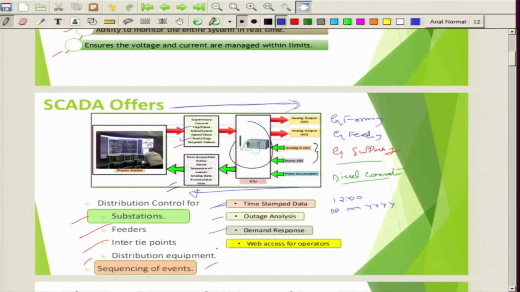And there is also web access for operators. The operators would get the bird's eye view of the entire system that we have discussed, the HDMI vision of what's happening in the system. So there is a clear display or indication of what is happening in the system from the operator's perspective.